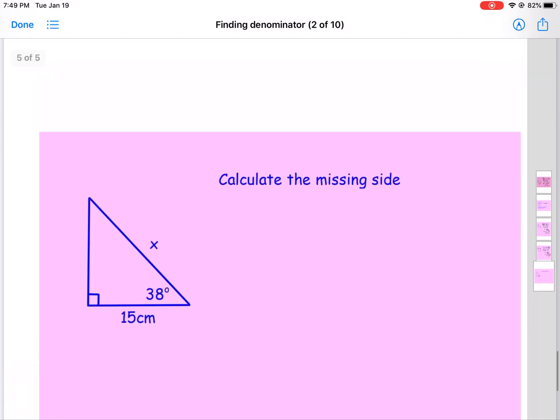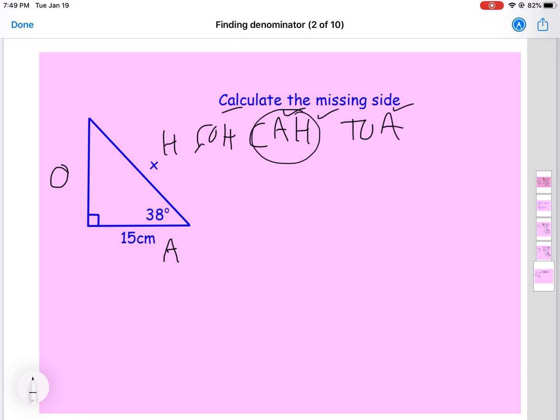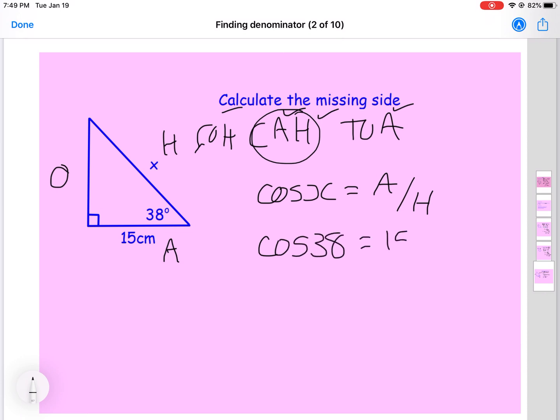Lastly, now you might have guessed here, I have given you one with sine, one with tan. This last one is going to be the cos. Okay, so we've got SOHCAHTOA, we've got an A and an H, so it will be cos. Cos x is adjacent over hypotenuse. X is the angle, cos 38. The adjacent here is 15 over x.